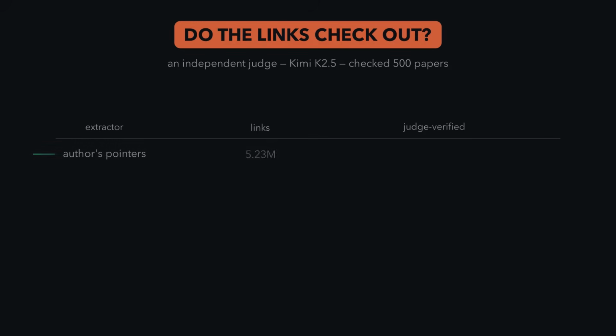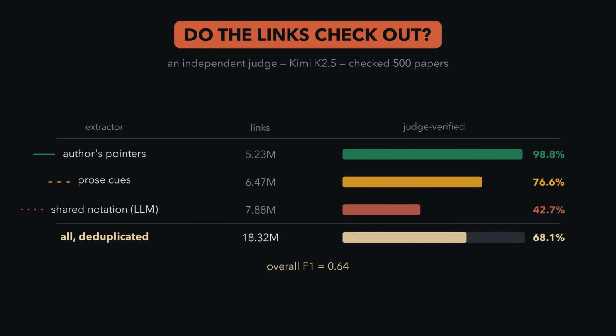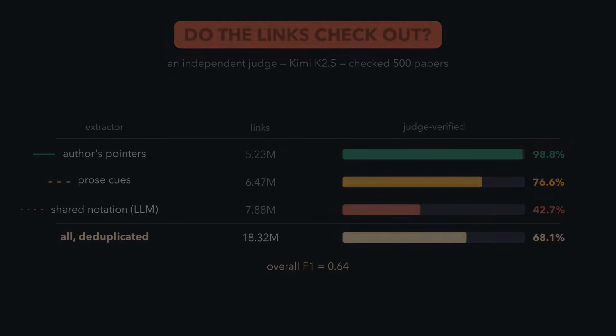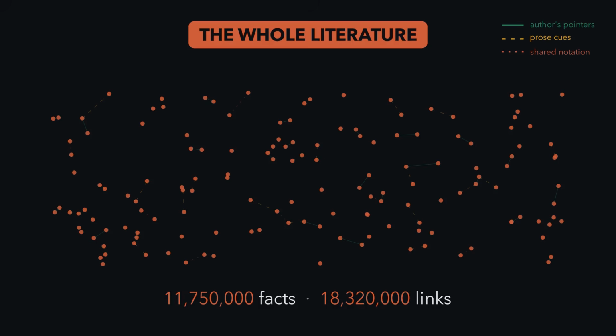But an important question is whether or not the links actually check out. An independent judge, Kimi 2.5, audited 500 of these papers, and the clearer the signal, the more it verifies. Author pointers are almost always correct, but they recover the fewest edges. The language model recovers the most, although fewer than half hold up under verification. Combined, 68% of all edges are verified through this process. If we repeat this process of building out a paper into its graph across all of Math Archive, the literature nets 11.75 million facts that get joined by 18 million links, and every link is one of these three kinds.